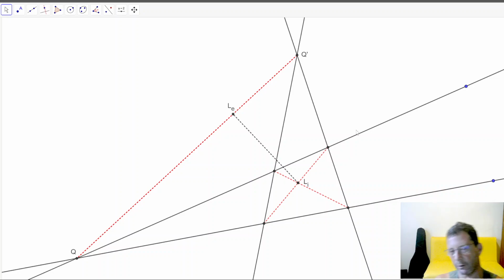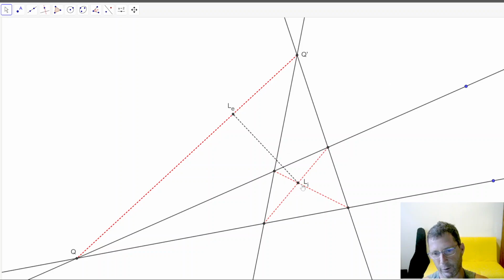Okay, so what I have here on the screen are four lines in the plane, black lines, and the points associated with them. An internal one, which is the intersection of these two internal diagonals. There are going to be 6 total intersections between these four lines.